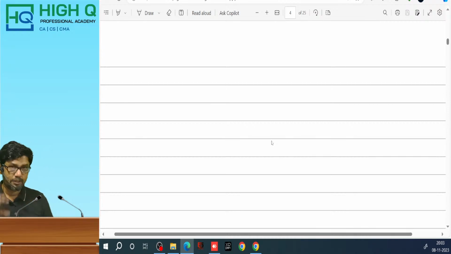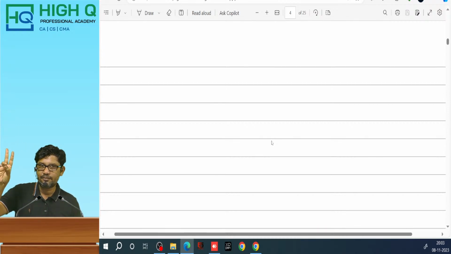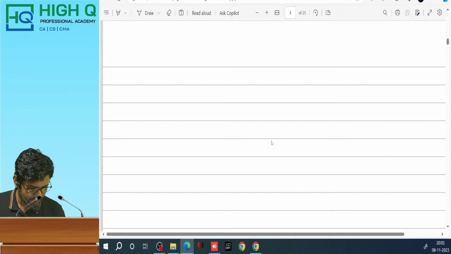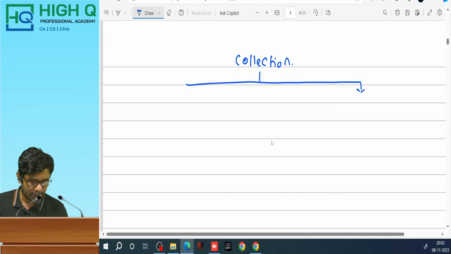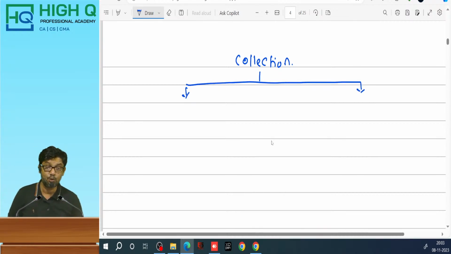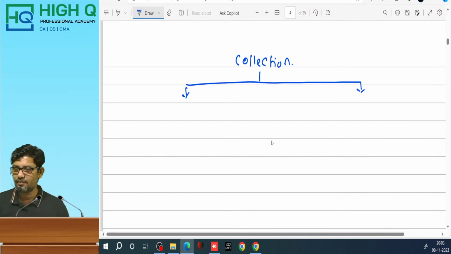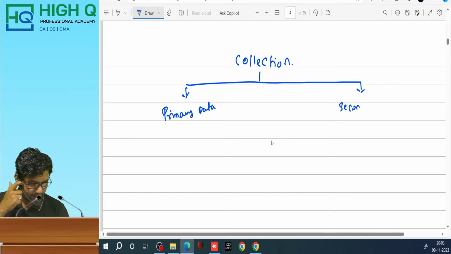Okay. So, three steps. What are the three steps? Collection, classification, presentation. And between collection and classification, scrutiny. First part is collection of data. Listen here. There are two methods to collect the data. There are two ways of collecting the data. One is primary data. The other one is what? Secondary data.